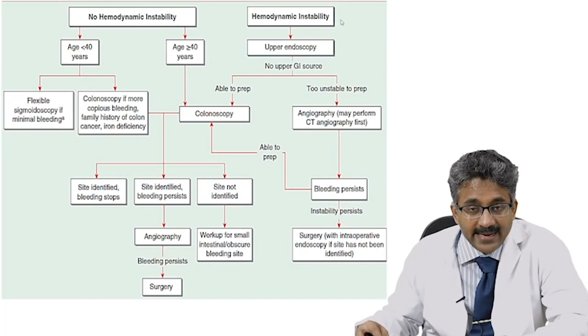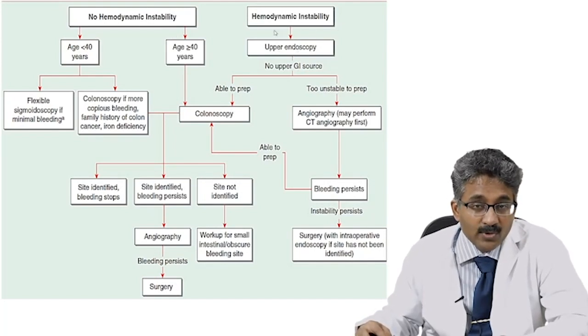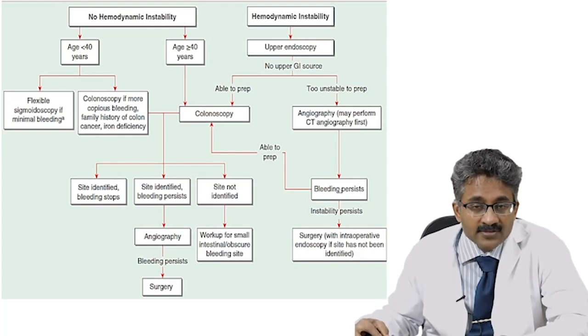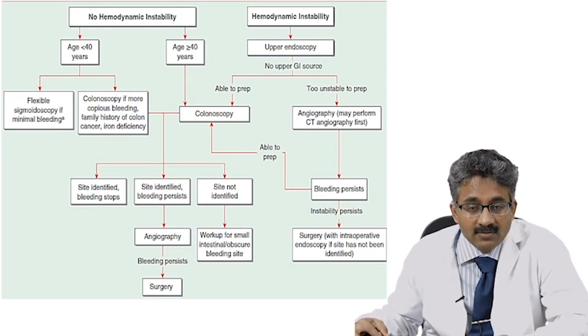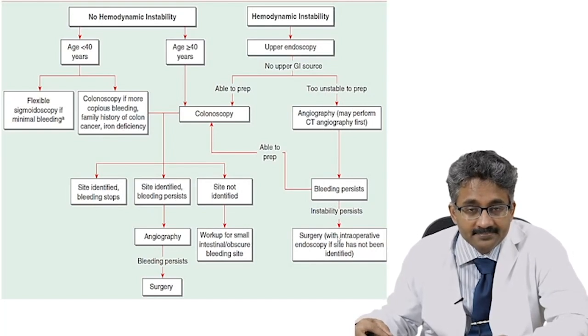If there is hemodynamic instability, you have to do upper endoscopy. And if there is hemodynamic instability and no upper GI source, if you can prepare the patient for colonoscopy, go ahead with colonoscopy. If too unstable for preparation, then you have to do angiography. If instability still persists after angiography, do a surgery. Okay? With the intraoperative endoscopy, you can do the surgery. This is how you manage lower GI bleeding.